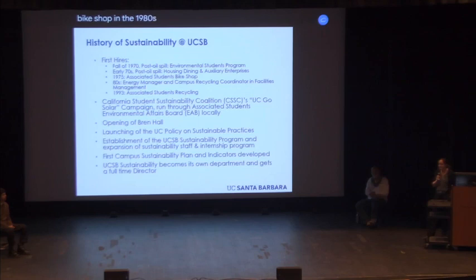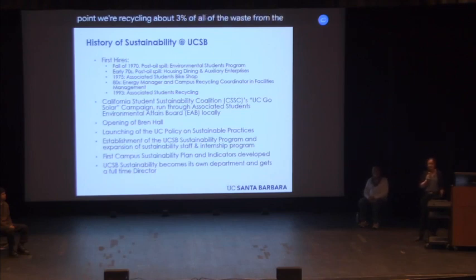In the 1980s, facilities management hired their first energy manager and also the campus recycling coordinator in facilities management. And then in 1993, students said, okay, well, we've got some recycling in place, but at that point, we were recycling about 3% of all of the waste from the campus. And this one person in facilities management wasn't able to do it all on their own. And so the students said, all right, let's pass a referendum, and we need to really change this picture so that recycling is a significant portion of our waste. And so the Associated Students Recycling Program was born, later to branch out to include the Associated Students Department of Public Works, our composting program.